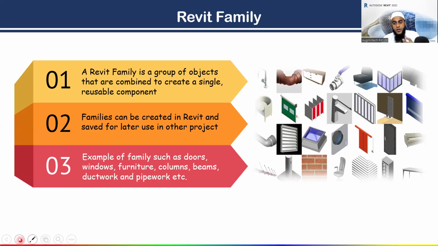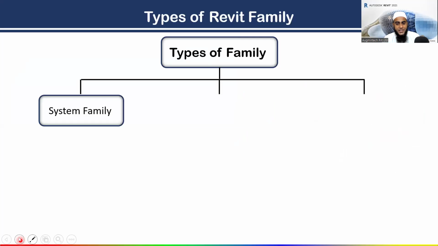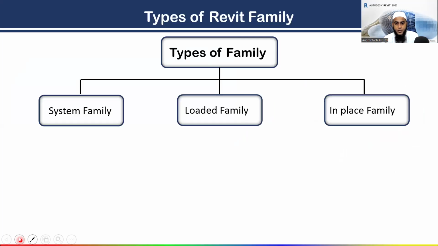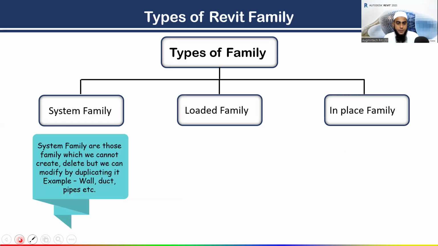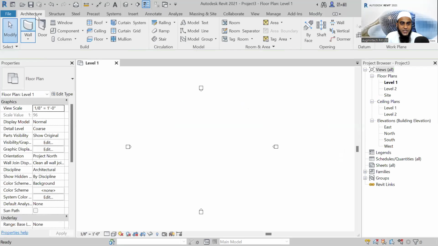Generally in Revit, we have three types of family. First, we have the system family. Second, the loaded family. And third, the in-place family. All of you try to understand what is system family, loaded family, and in-place family. System families are those families which we cannot create or delete, but we can modify by duplicating them. For example, wall. Just come here, I will show you the example. Suppose I have opened the architecture discipline. When you hit this architecture tab, here you will get the option of wall. Wall is which type of family? Wall, window, door, everything, component, column, all of this is called a system family. Why? Because you cannot create this family.